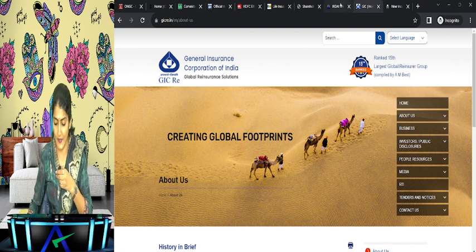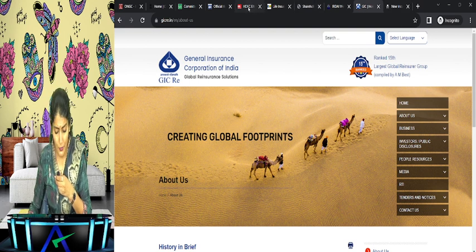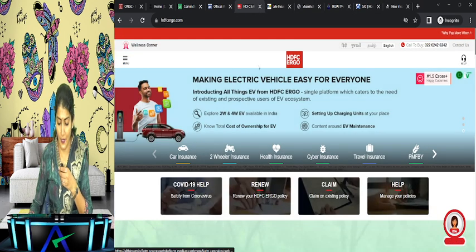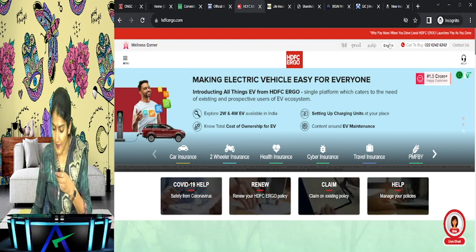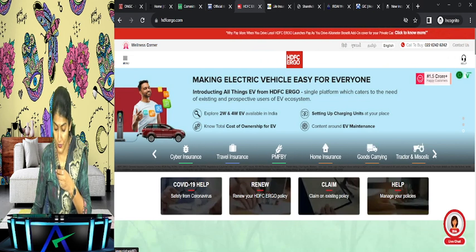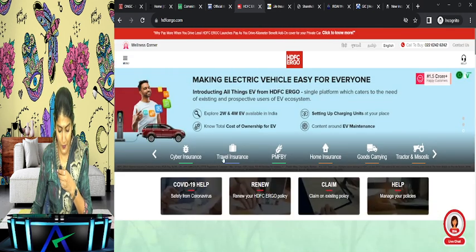So you have the GIC and the LIC, and we have a lot of private entrants over here, like HDFC Ergo. This HDFC Ergo is providing so many types of insurance: car insurance, two-wheeler insurance, health insurance, cyber insurance, travel insurance, goods carrying, tractors and miscellaneous. So these are the different types of insurance.